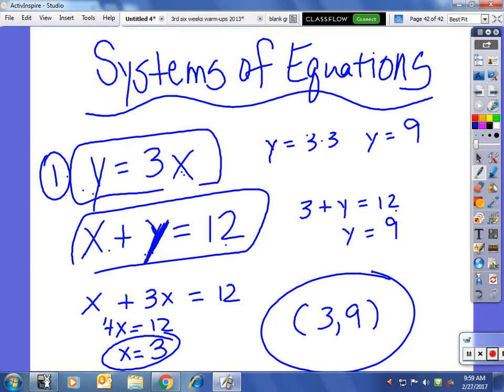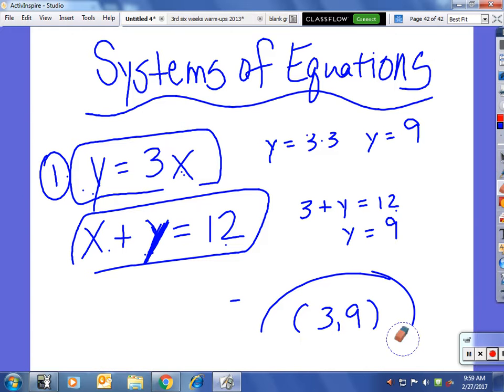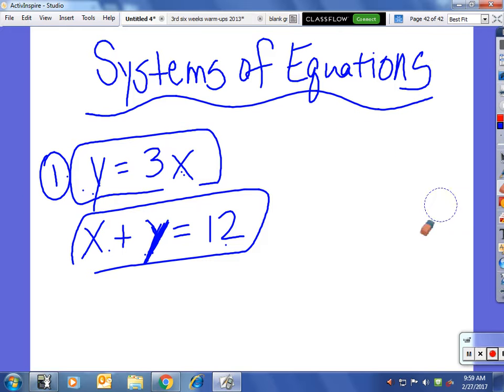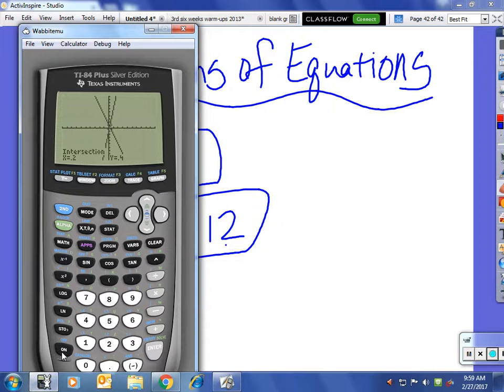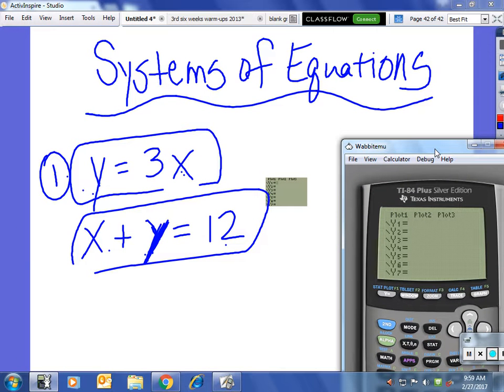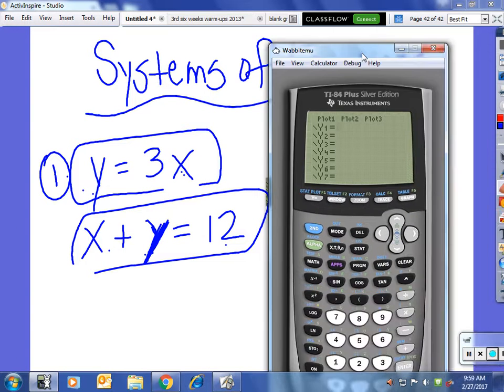Now, let's talk about the calculator way. Remember, 3, 9 is what we got, right? Here's the calculator way. If you know equations, where do you go? You go to y equals. But the problem is, they're not always set up like y equals. We got lucky on the top one. Y equals 3x. I can absolutely put that in. I cannot put in the bottom one yet.